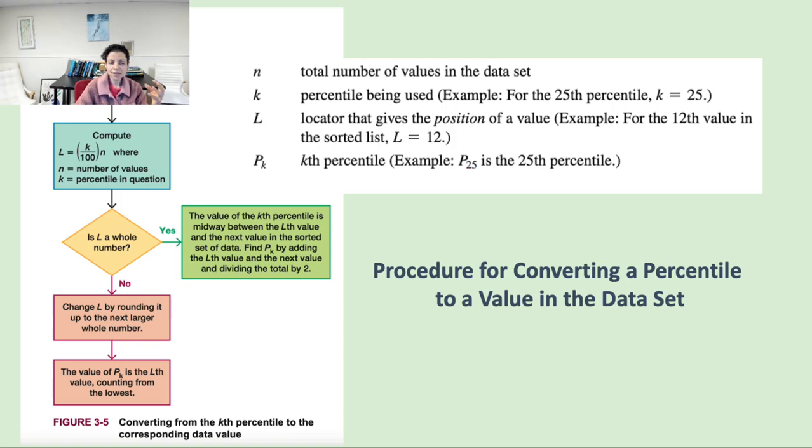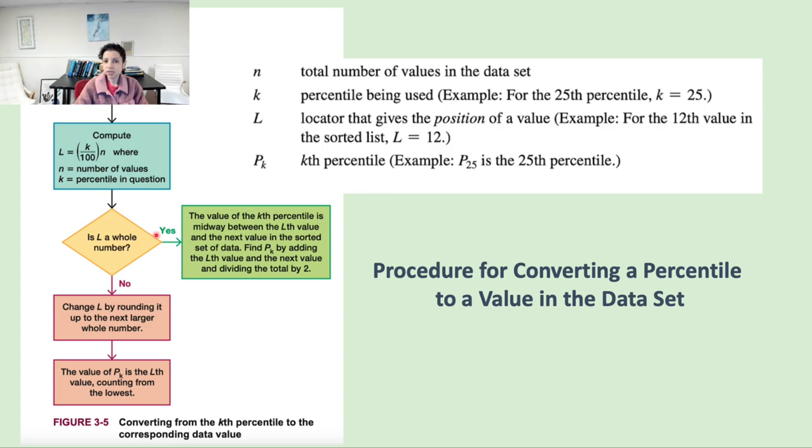So the process: we start with, number one, we have to sort the data in order of magnitude. Then we want to find L. We want to find the locator. So we do that by taking k, the percentile that we're looking for, divided by 100, and then multiplied by n, which is the number of values in our data set. Now that number for the locator, that's going to give us the position.